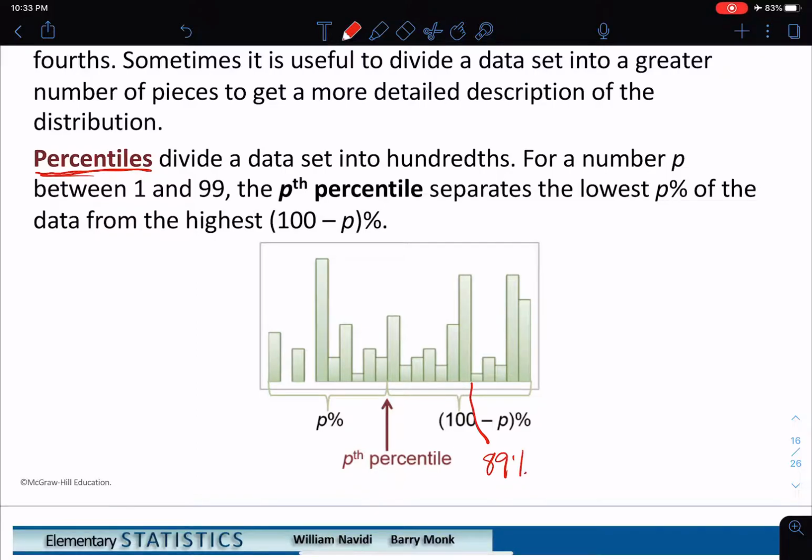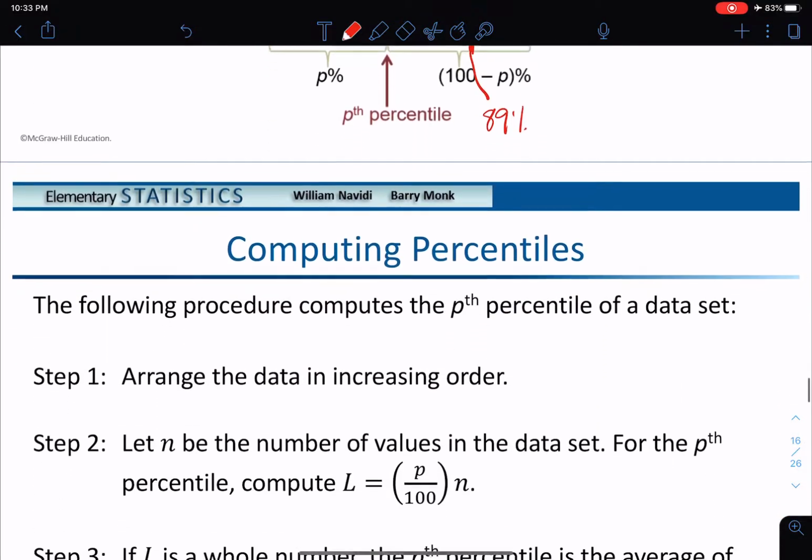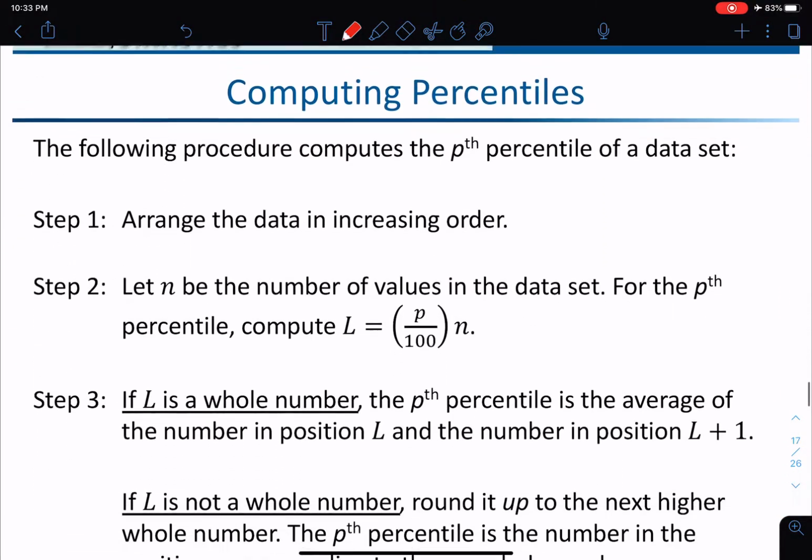And if you found the 89th percentile, it basically means that 89% of your data is below. And then, what's above? What is that, 11? 11% would be above, right? And so that's how these percentiles work. So how do you calculate percentiles?